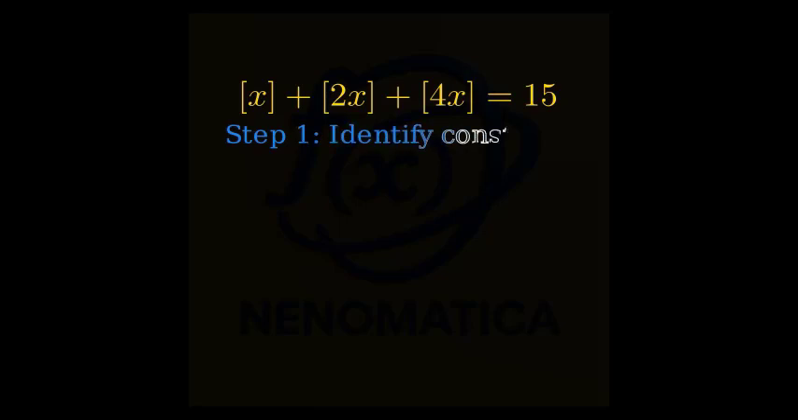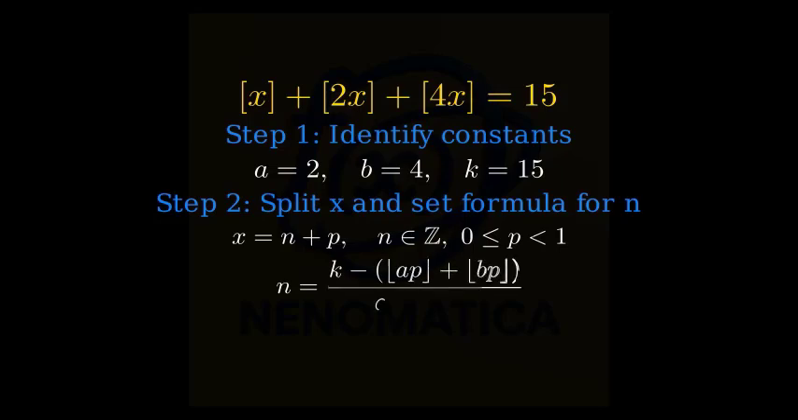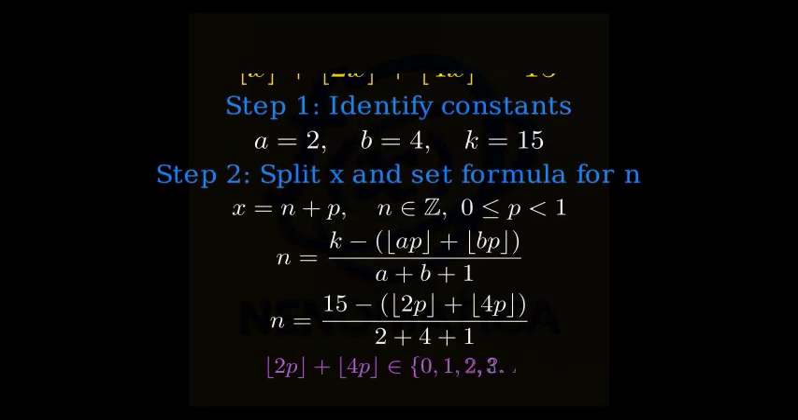Step 1. Identify the constants from the equation. We read the coefficients and the target sum. So a equals 2, b equals 4, and k equals 15. Step 2. Write x as n plus p, where n is the integer part, and p is the fractional part with 0 less than or equal to p and p less than 1. Then use the algorithm formula for n.